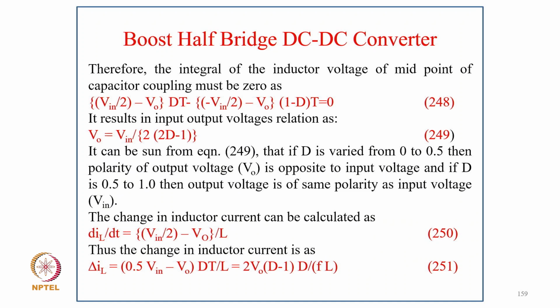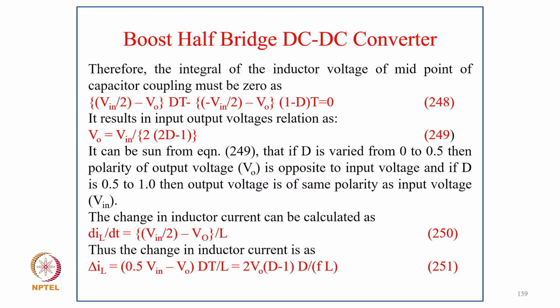Therefore the integral of inductor voltage with midpoint capacitor voltage must be zero: (Vin by 2 minus Vo) D T equal to minus (Vin by 2 minus Vo) (1 minus D) T. It results in output voltage Vo equal to Vin divided by 2 into (2D minus 1). It can be seen from the equation that if D varies from 0 to 0.5, then the polarity of output voltage is opposite to the input voltage, and if D varies from 0.5 to 1, then the output voltage is of the same polarity as the input voltage.